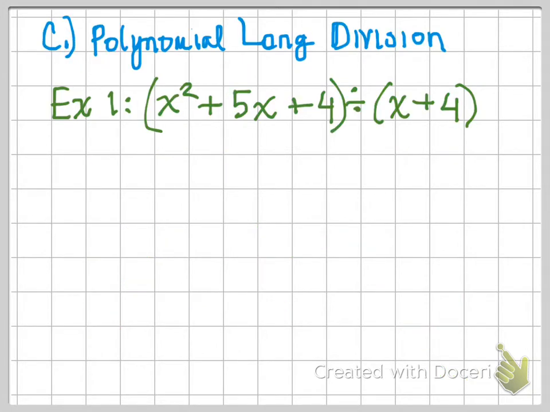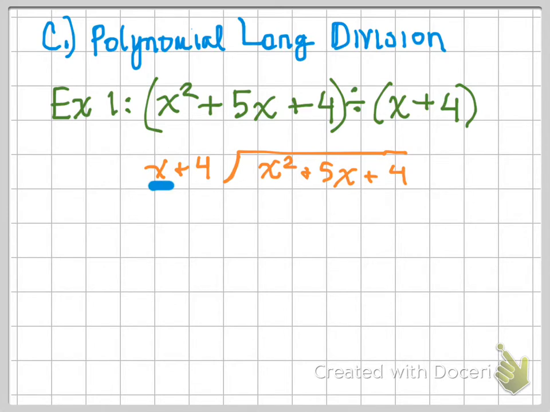Okay, so you're finally ready to take a look at a true polynomial long division problem. So this one is x squared plus 5x plus 4 divided by x plus 4. So I'm going to set it up the exact same way with the long division bar. I'm putting x squared plus 5x plus 4 inside, and I'm putting x plus 4 on the outside. And when I do this, I'm going to only think about the x in my x plus 4. I'm going to kind of ignore the 4.